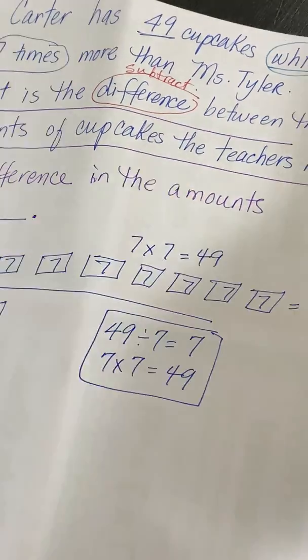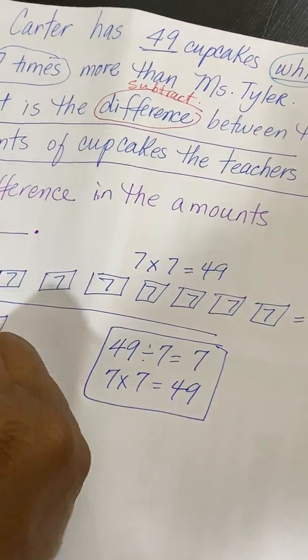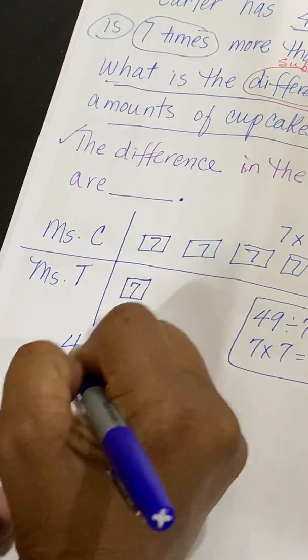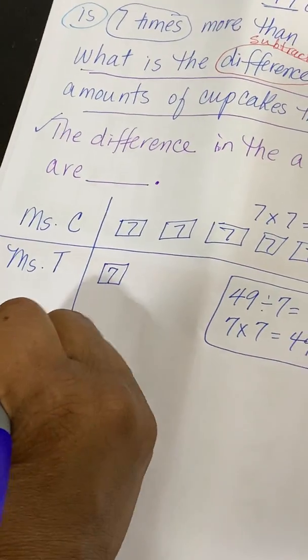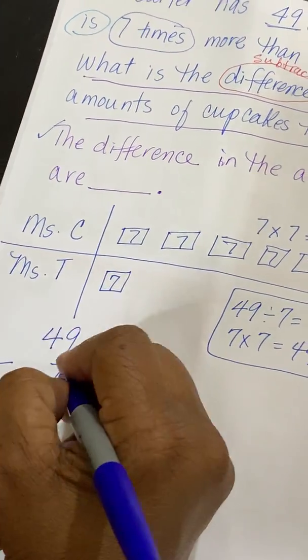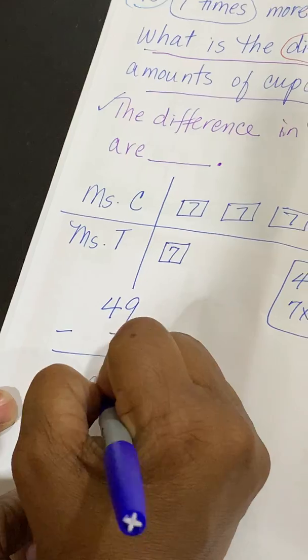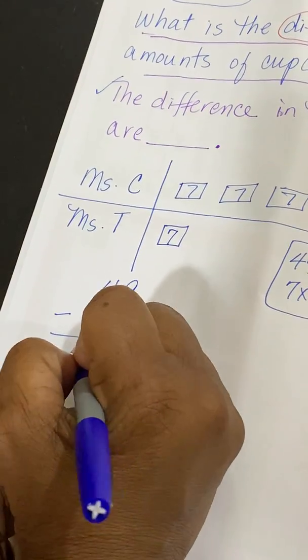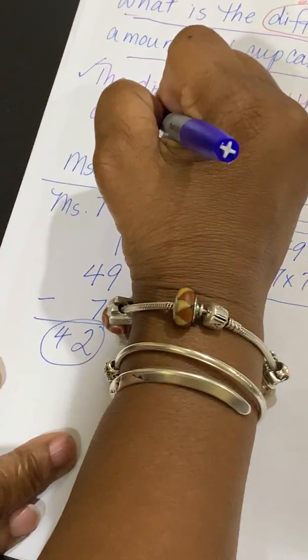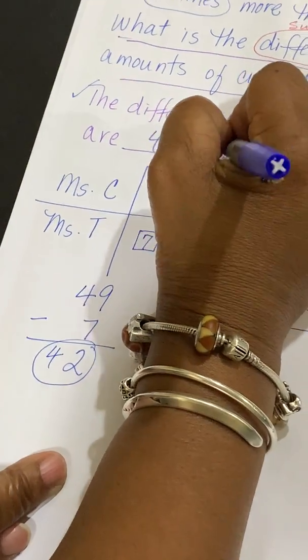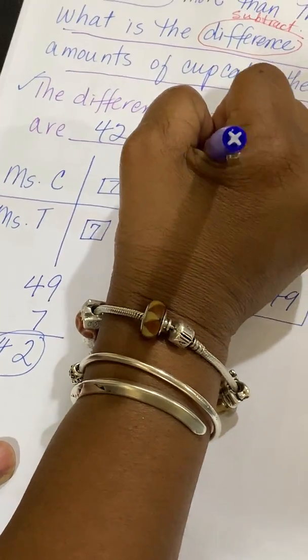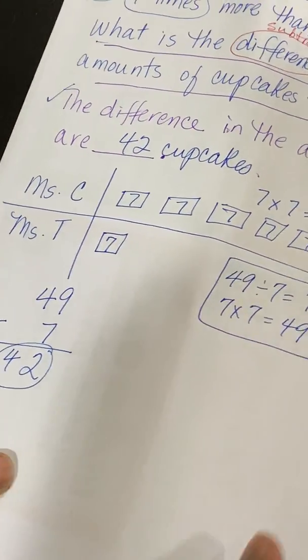So the difference in the amounts. So if she has 49 and I have 7, I'm now answering the question. 9 minus 7 is 2. 4 minus 0 is 4. And so the answer is 42 cupcakes. And I try to make sure that the children use the units inside the question.